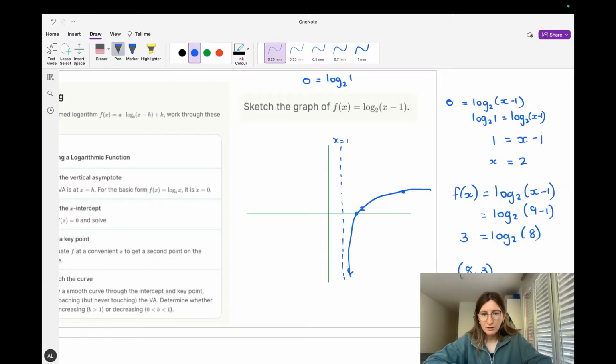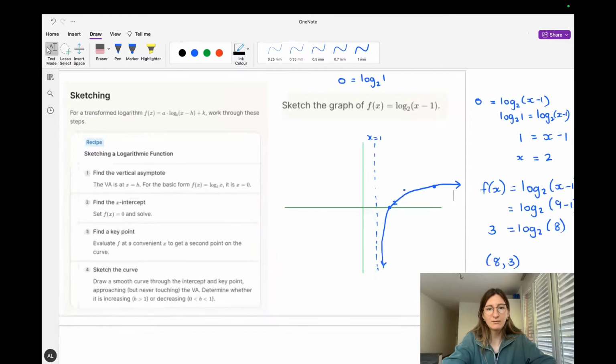So there we go. It is going along my asymptote, but not quite reaching, and all the way that way, making that arc shape. So that's how we can graph a log function.